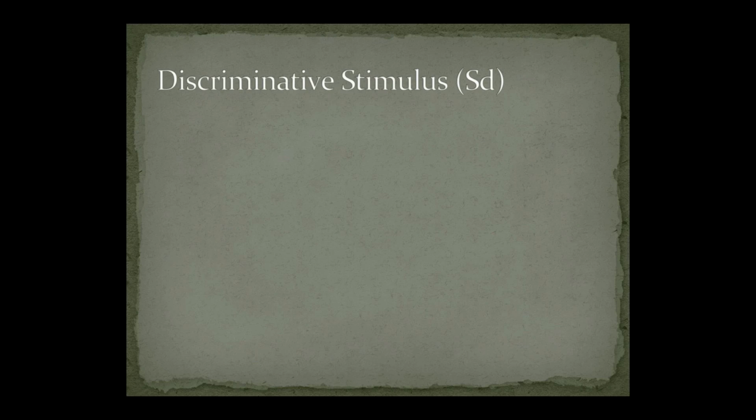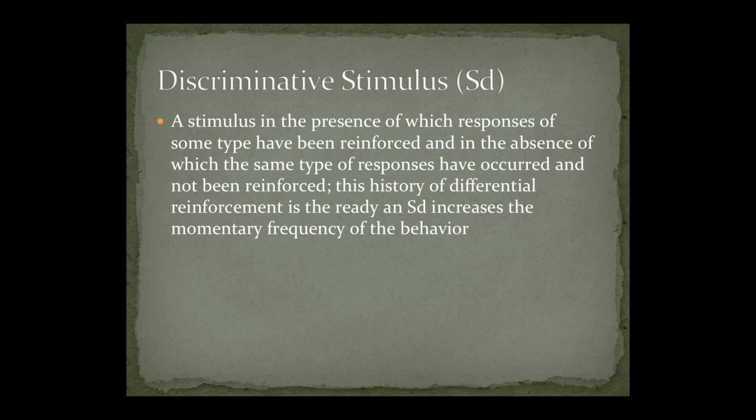Discriminative stimulus, or SD. A stimulus in the presence of which responses of some type have been reinforced, and in the absence of which the same type of responses have occurred and not been reinforced. This history of differential reinforcement is the reason an SD increases the momentary frequency of the behavior.